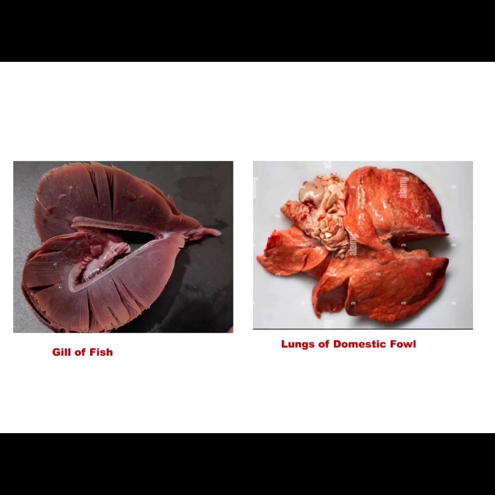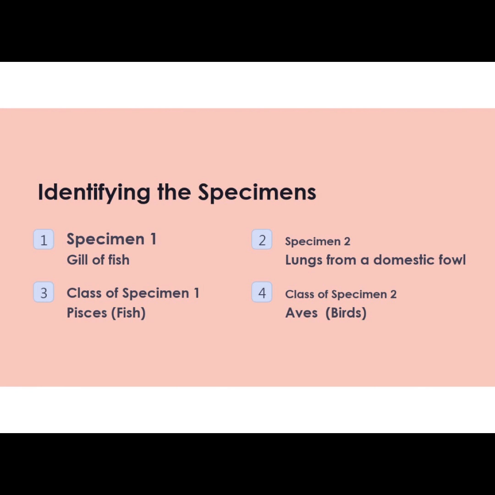Now, this is a specimen. This is how you are going to see the specimen, and it will be labeled A or B or C. For the purpose of this video, we will call gill of fish specimen 1 and call lungs from domestic fowl specimen 2. Then the class of specimen 1 is Pisces because it is taken from fish, and fish belongs to the class Pisces. Then the class of specimen 2 is Aves, which is also birds. Why? Because the lung is gotten from domestic fowl that belongs to class Aves.